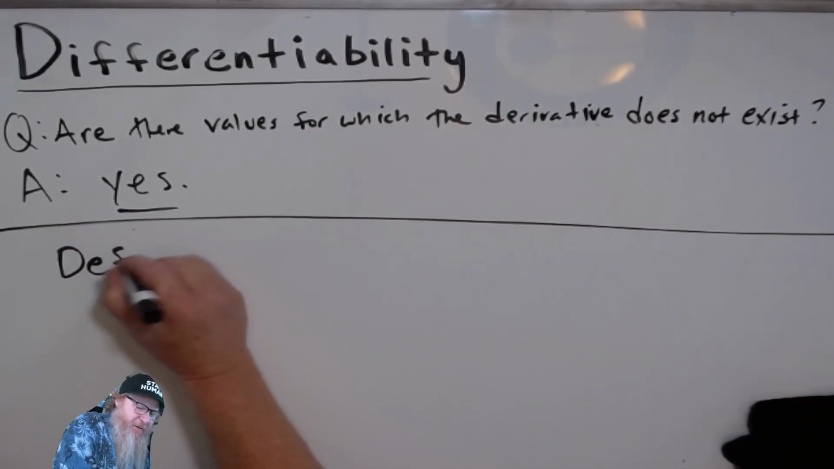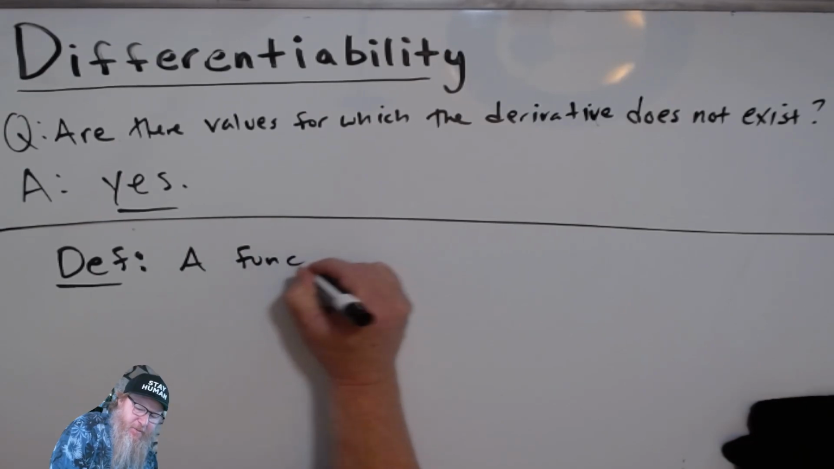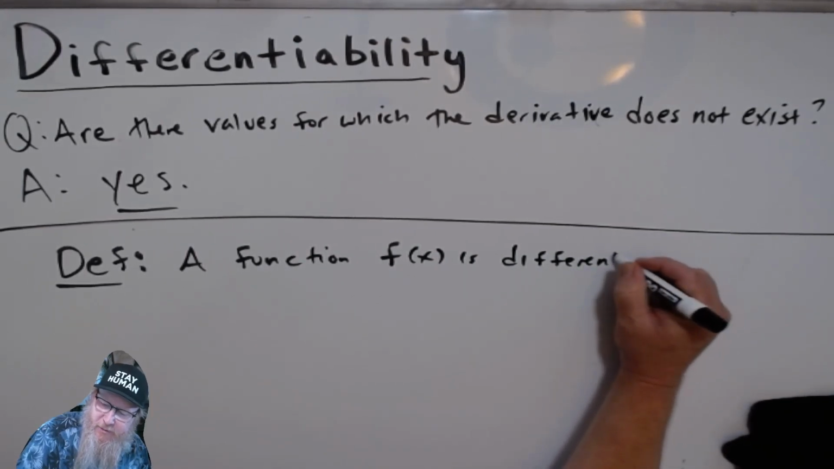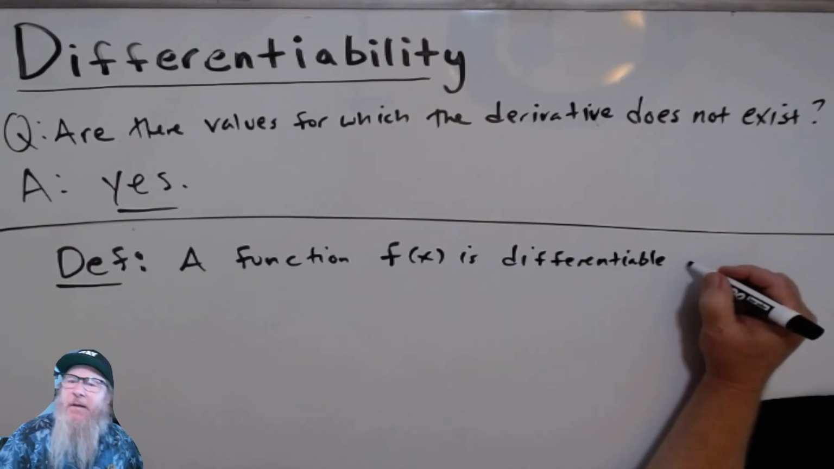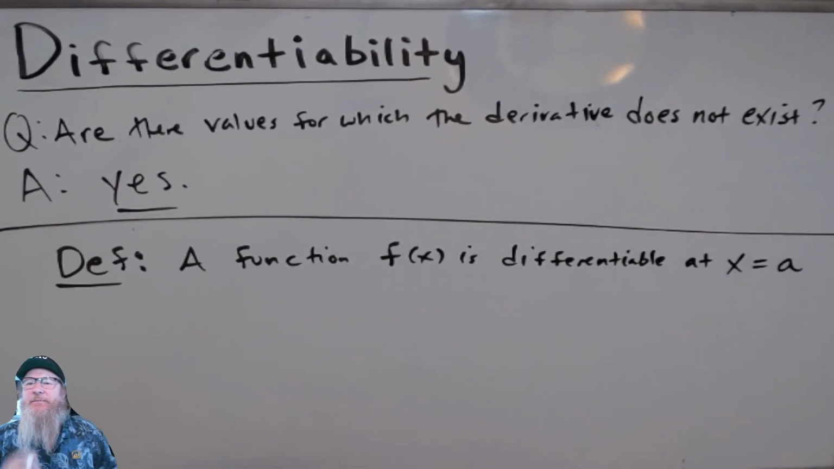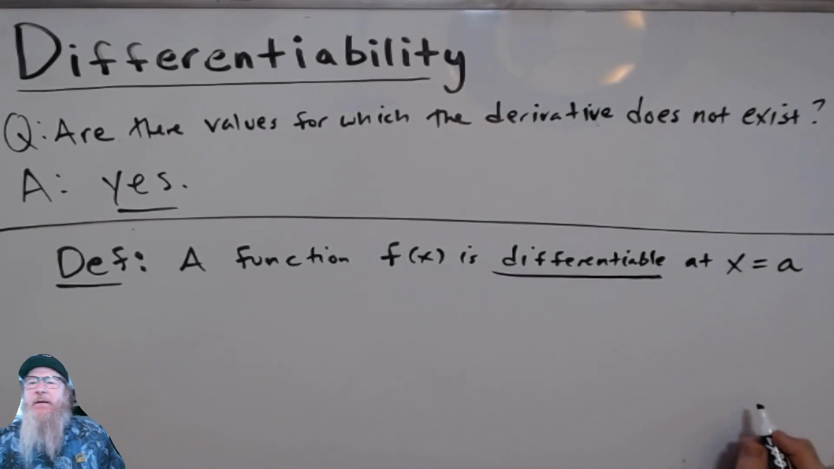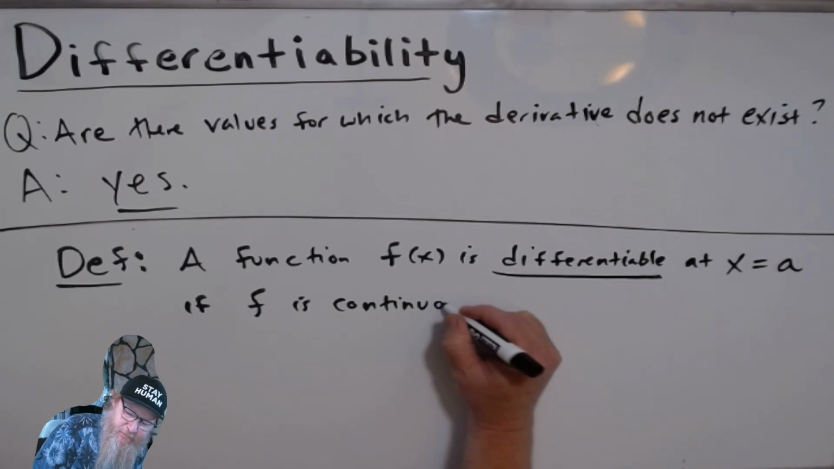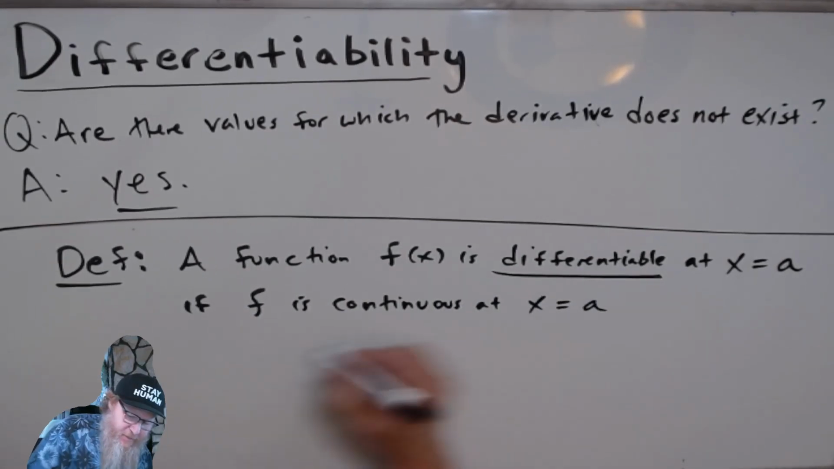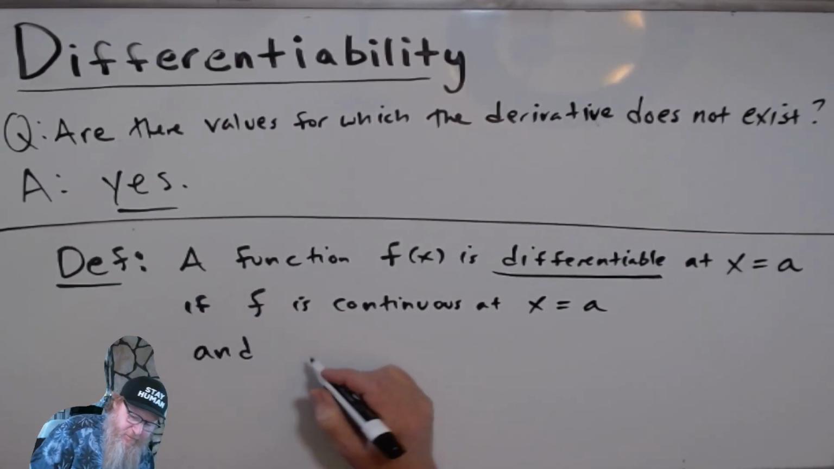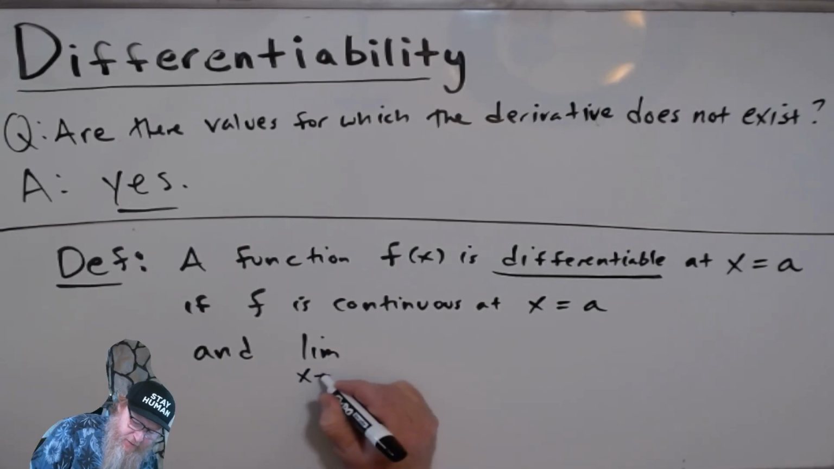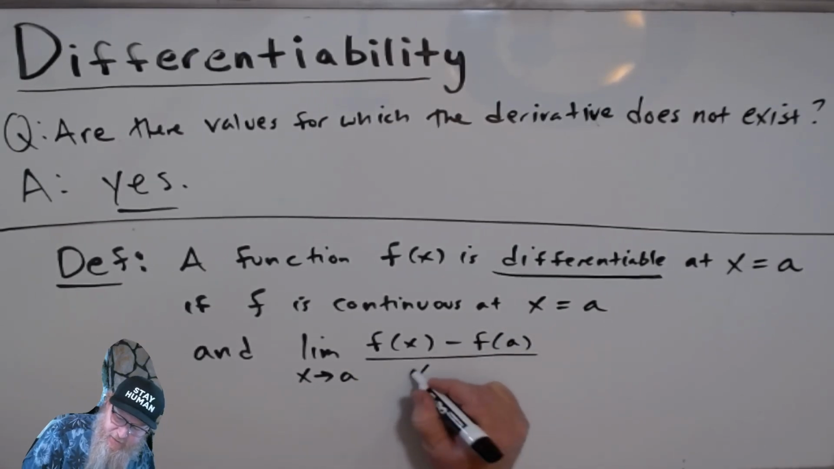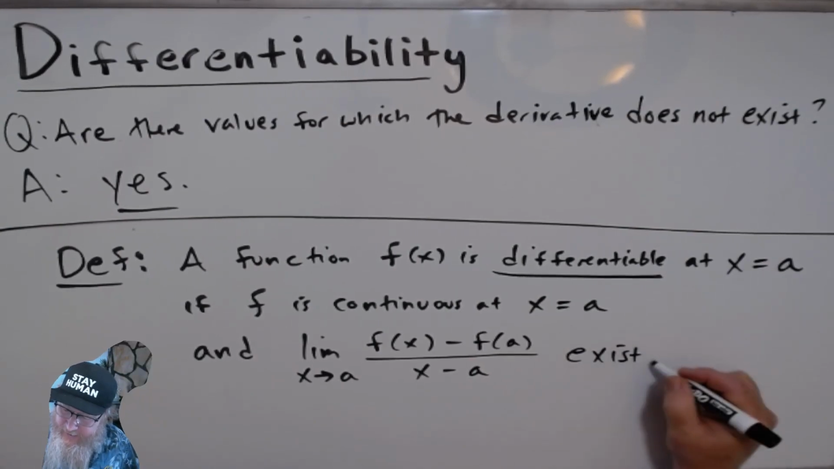So the definition: a function f of x is differentiable at x equals a if f is continuous at a and the limit as x approaches a of f of x minus f of a over x minus a exists.